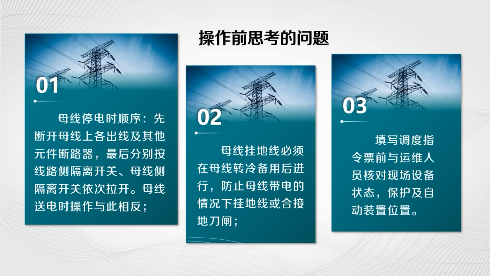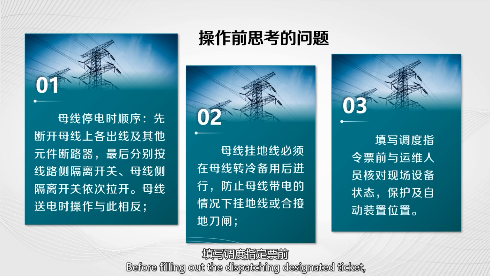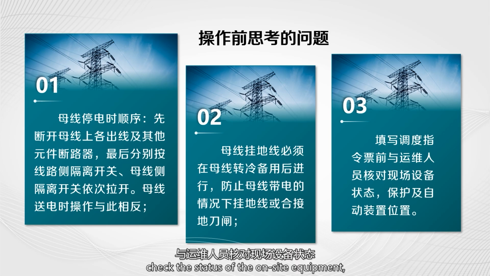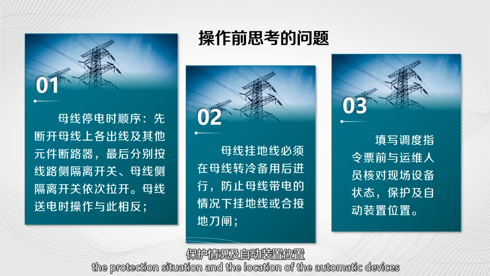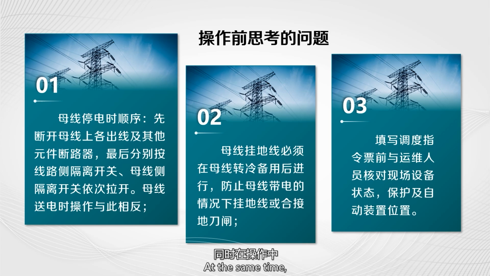Question 3. Before filling out the dispatching designated ticket, check the state of on-site equipment, the protection situation, and the location of the automatic devices with the operation and maintenance personnel. At the same time, focus on the above 3 questions during operation.